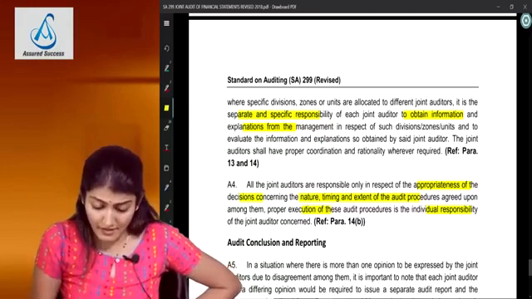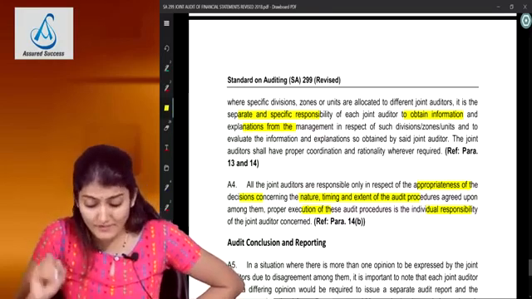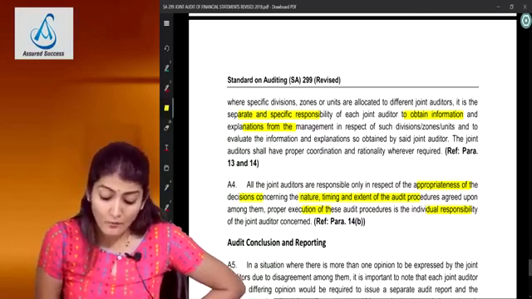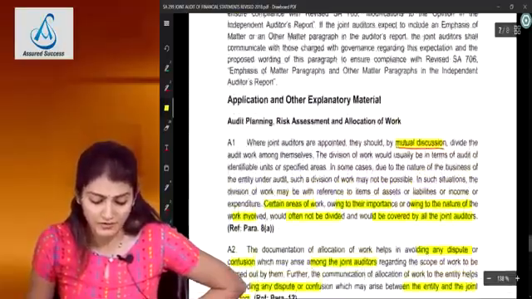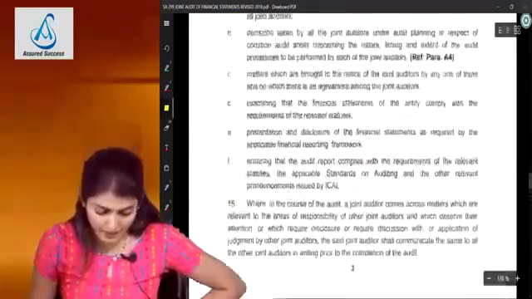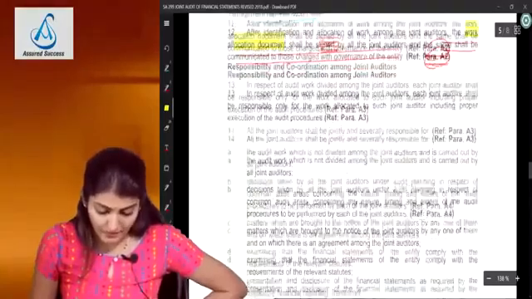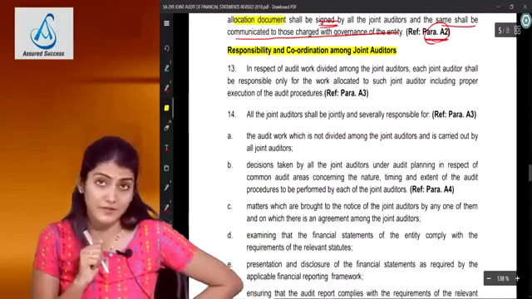That is what they are saying. So they are responsible only in respect of the appropriateness of the decisions concerning the nature, timing, extent. Proper execution of these is the individual responsibility of the joint auditor concerned. Okay, right. So that was in the explanatory part. Okay, now I come over here again, which is regarding the responsibility and coordination among the joint auditors.